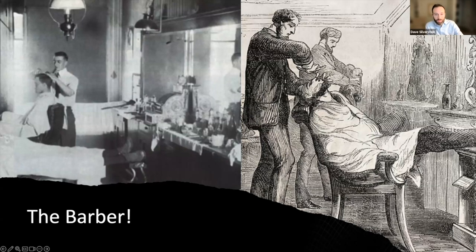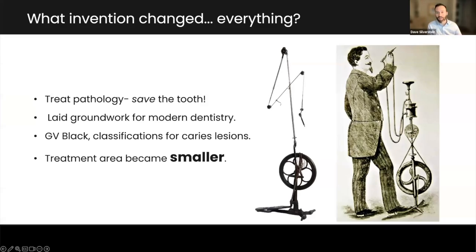Of course, everything changed once we got our hands on this thing, the dental foot drill. It was a foot-powered drill. The bands that would power this thing were made of leather. So now, instead of just waiting until a cavity eats away the entire tooth, we can take it out with a drill and treat it, so our treatment area gets a little bit smaller. And of course, GV Black gets his hands on this thing and gives us the 5 classifications of carious lesions, and modern day dentistry is born, right? And the treatment area becomes smaller.